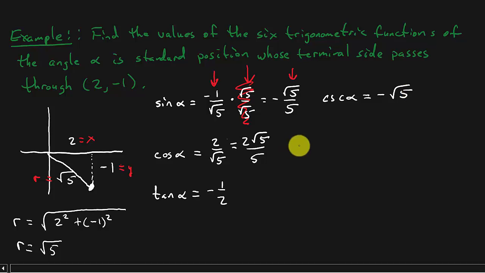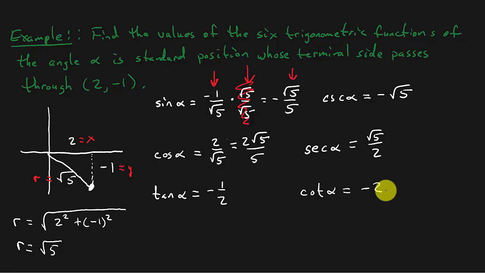Okay? Now, what about this one? Secant alpha. Okay? I can take the reciprocal of this 2 square root of 5 over 5, or I can take the reciprocal of 2 over square root of 5. Well, I'm going to take the reciprocal of 2 over square root of 5, which would be square root of 5 over 2. And then cotangent alpha, well, the reciprocal of -1/2 is -2. All right, and there's your 6 trig functions.